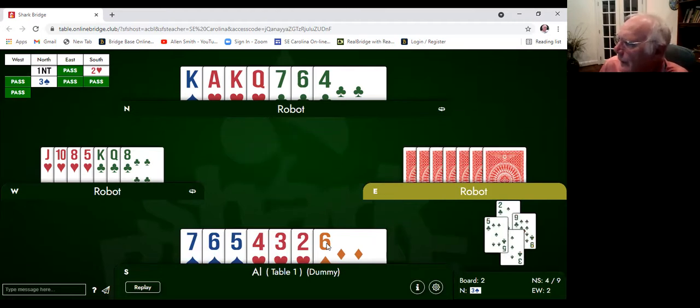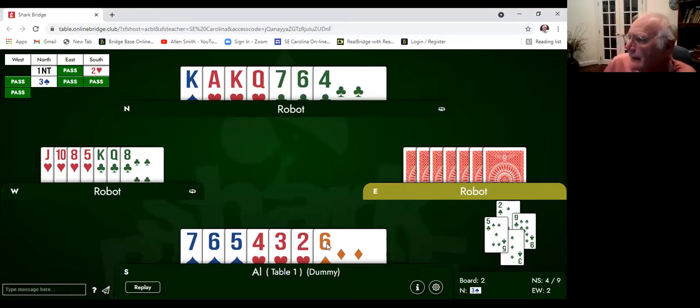Now we don't care what you do because we've got 3 good heart tricks. We're going to ruff the diamond, and we're going to ruff the club. So we're going to cross ruff the hand, and we're going to take the rest of the tricks, and we're going to make 5 spades.